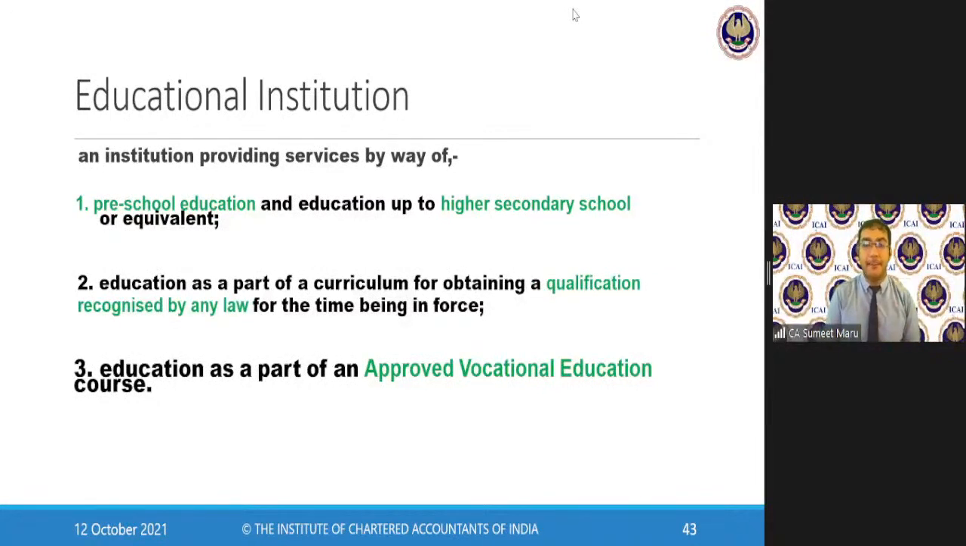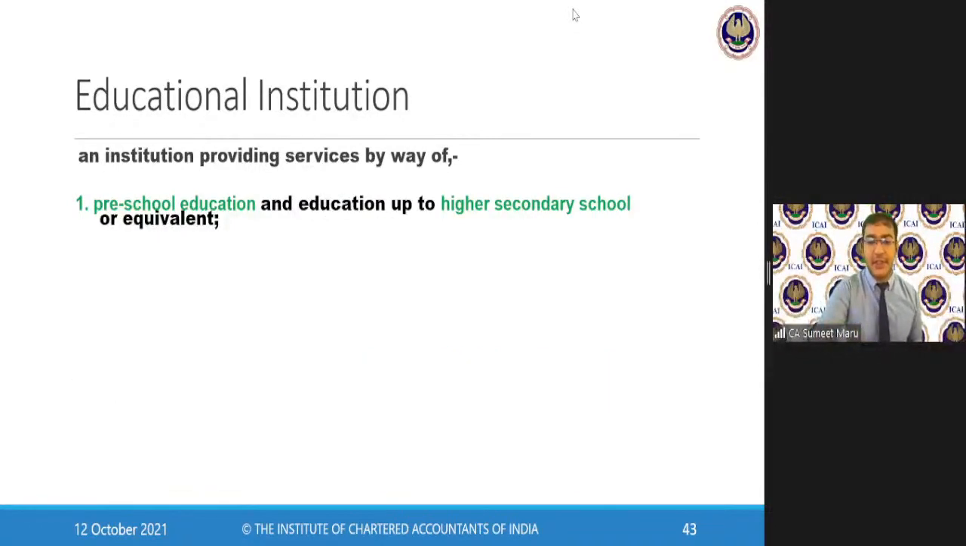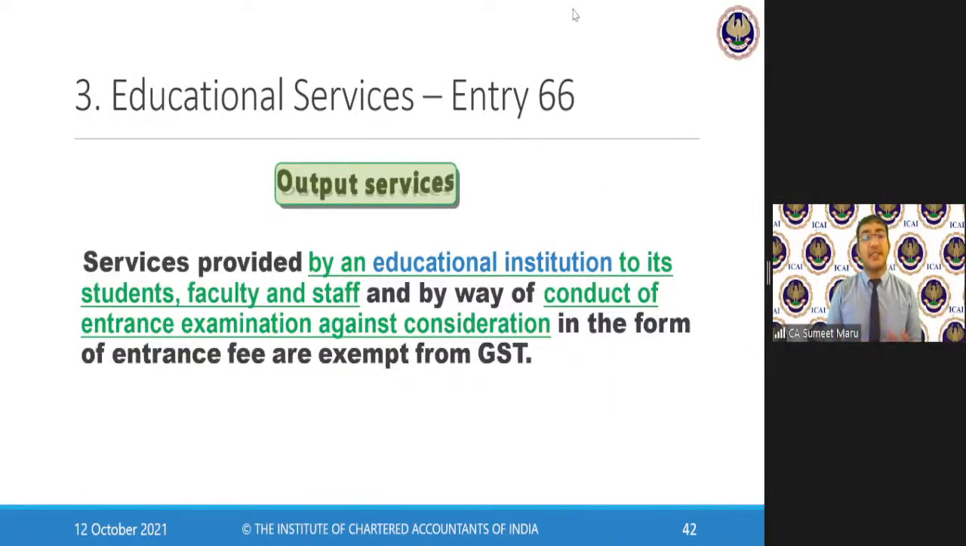Yes, repeat with me, please, everyone. First, preschool up to HSC. Second, any qualification recognized by law. And third, approved vocational education training. So you can remember it very simply. You get to pre-primary school to HSC, then obviously we generally take a qualification which is recognized by law, right? And then say you have gone for any vocational training, which is again approved. Three things that easily sum up an educational institution. So if such an education institution is giving its services to students, faculty and staff, it is exempt. Also, if they are conducting any entrance examination and collecting any fees, again it is exempt.